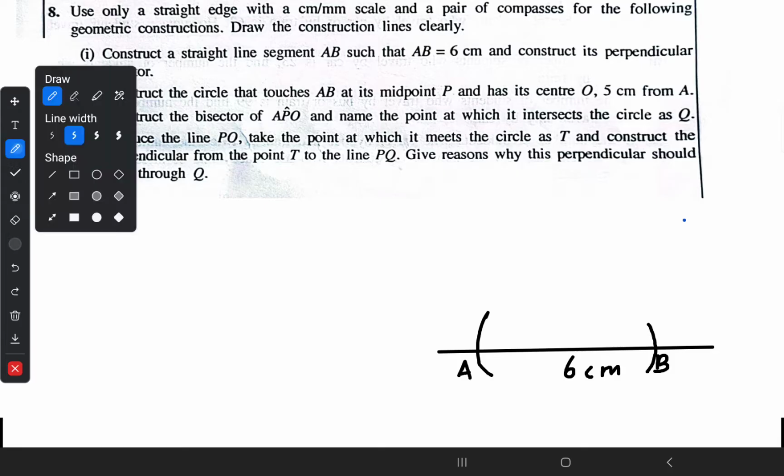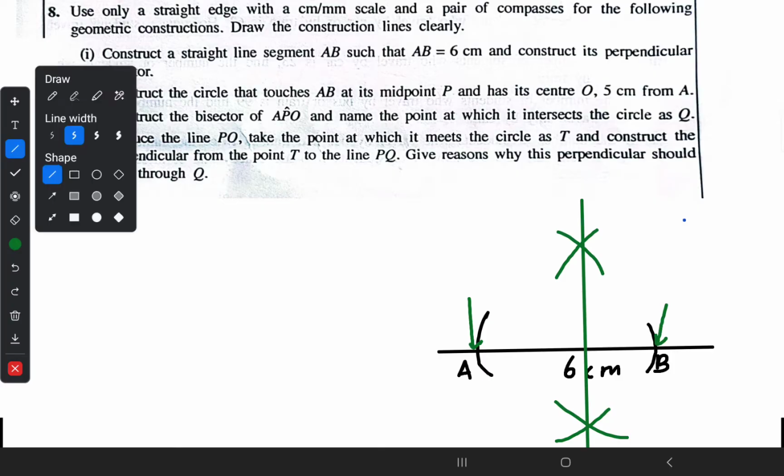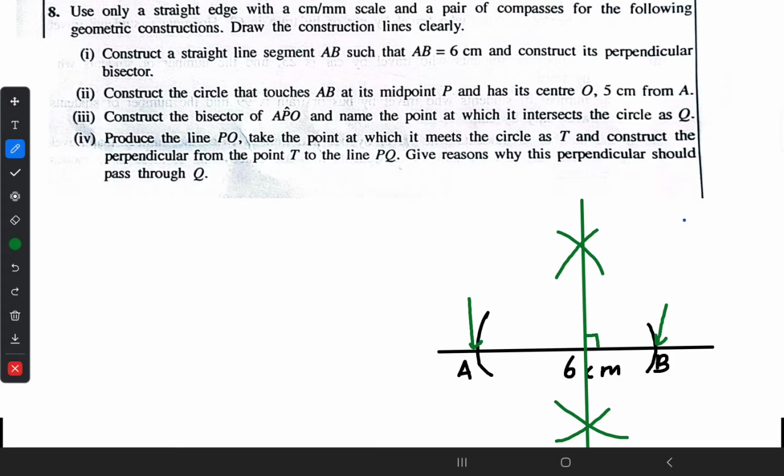To draw the perpendicular bisector, place your needle here, draw an arc over the line and below the line as well. Again, place your needle at point B, draw an arc over the line and below the line as well. When we connect the intersection of these arcs, that will give you the respective perpendicular bisector of this line. We have that. Okay, this is the perpendicular bisector.